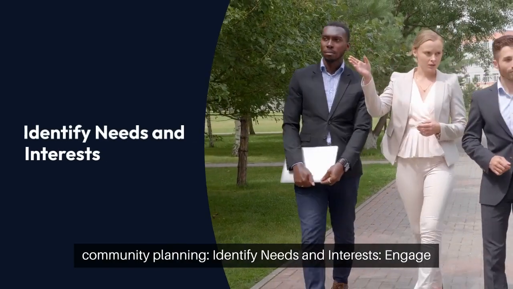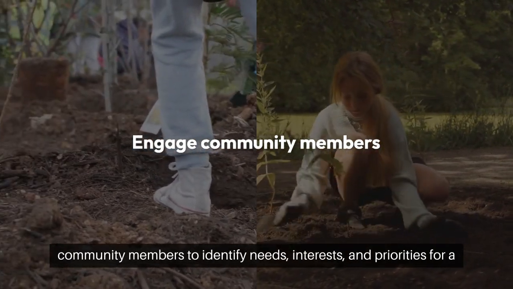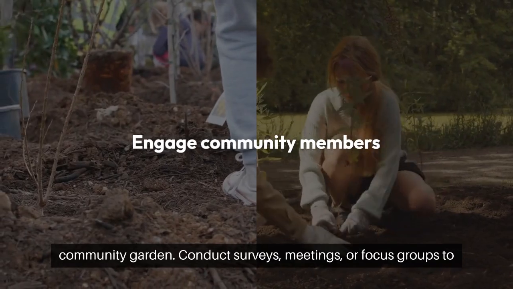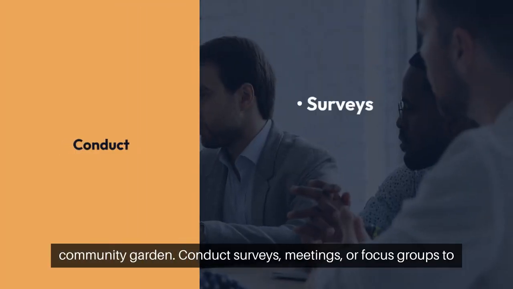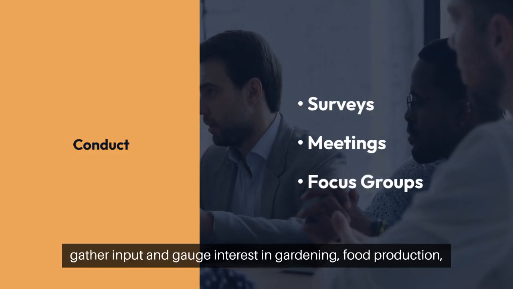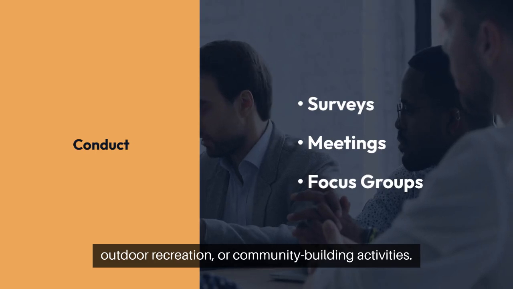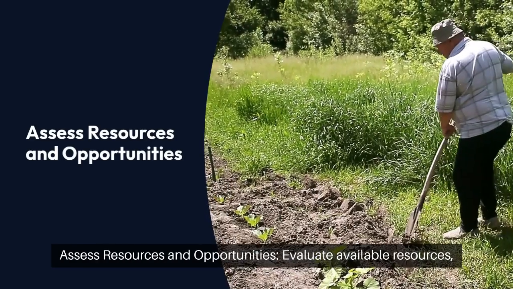Identify needs and interests. Engage community members to identify needs, interests, and priorities for a community garden. Conduct surveys, meetings, or focus groups to gather input and gauge interest in gardening, food production, outdoor recreation, or community building activities.